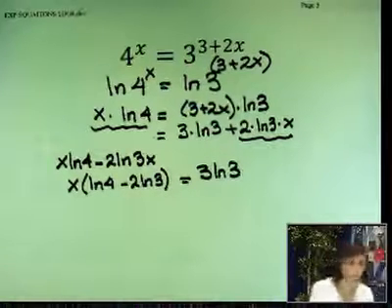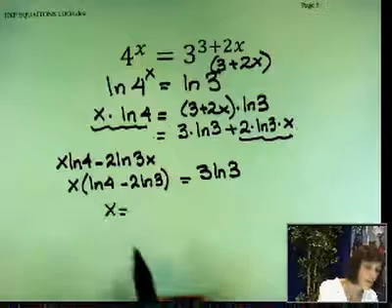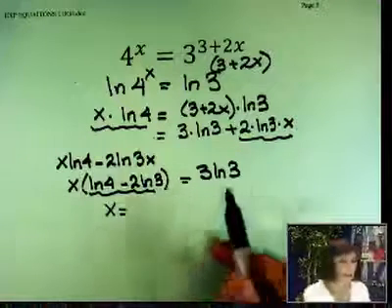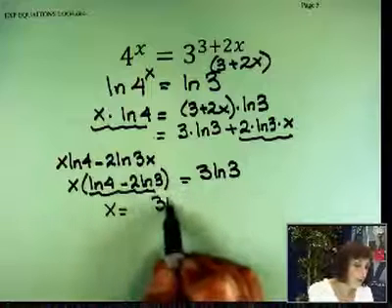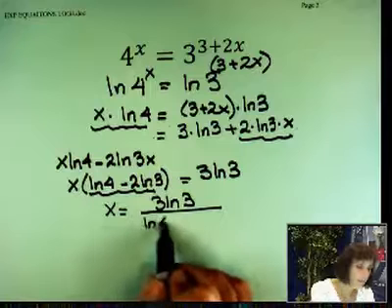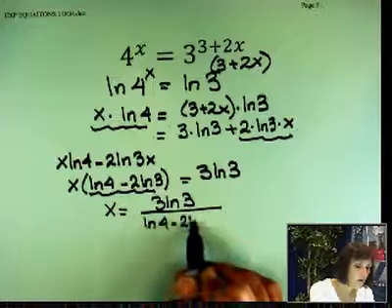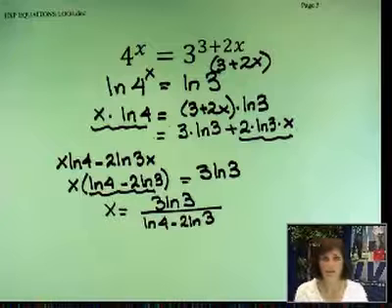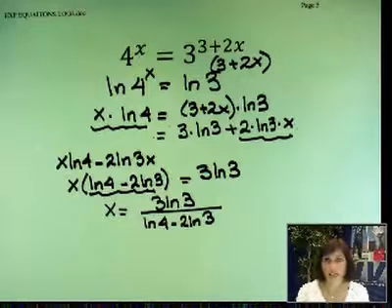And when I want to solve for x, what do I do? This is a number after all. That means I divide both sides by that number. So you have 3 ln of 3 divided by ln of 4 minus 2 ln of 3. You see it? Nevertheless, that's a number. You can just plug it into your calculator and get the answer.